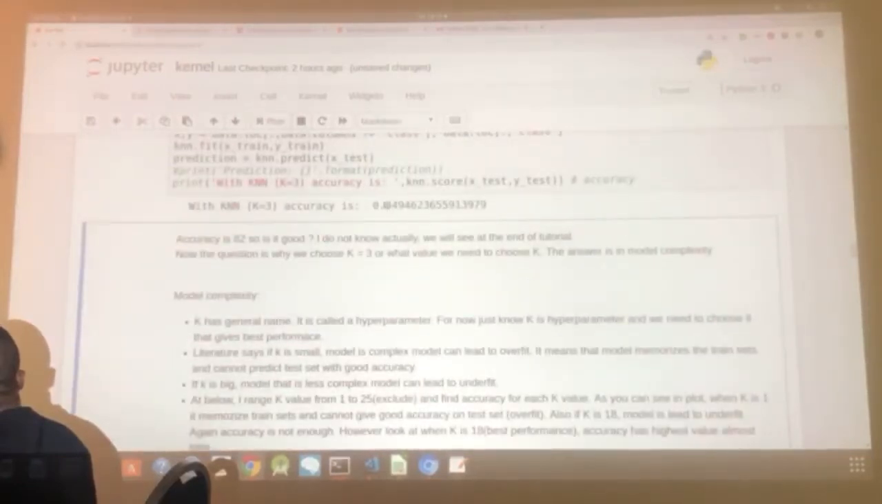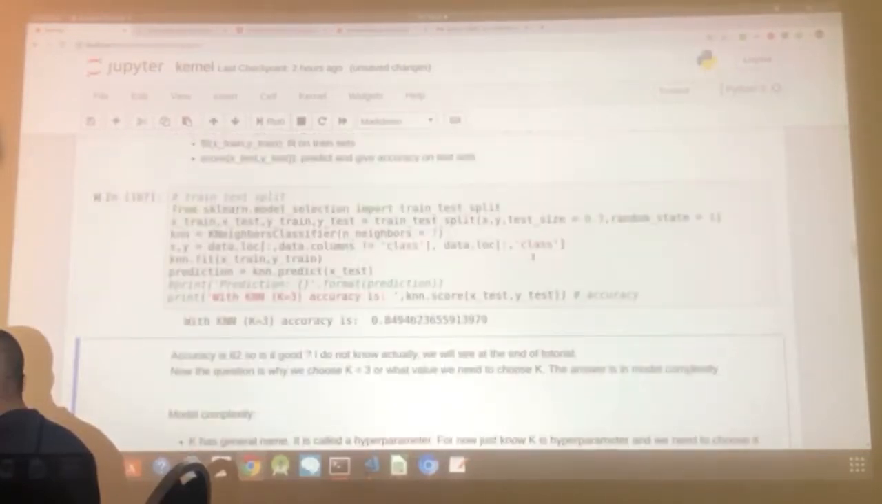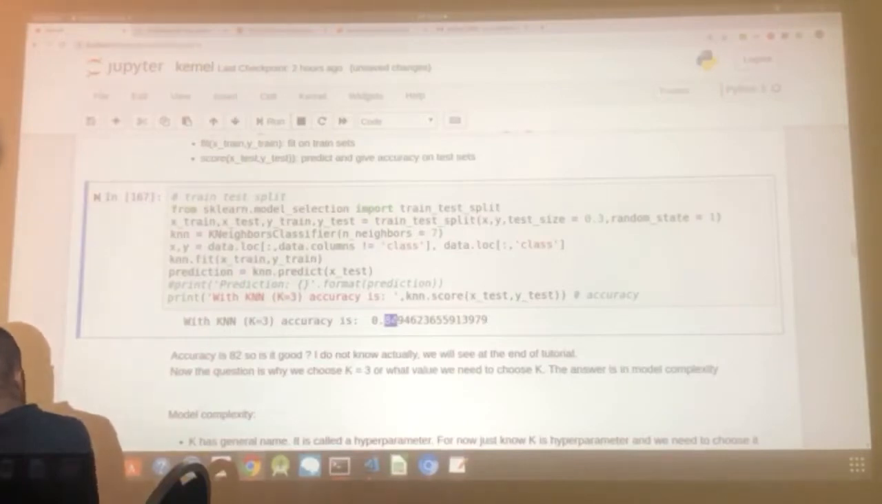What accuracy do you guys have there? 82. Right? When K is 3, what accuracy do you guys have? 83. Oh, yeah. So now, accidentally, I just put 7, and my accuracy went up. Does anyone see something wrong here?